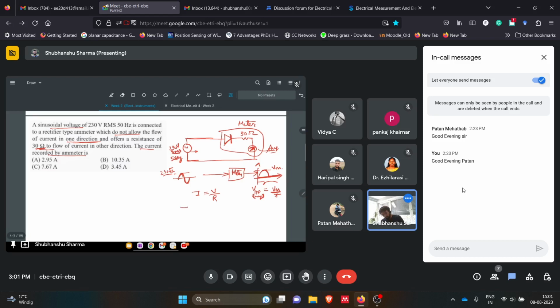Now we will have I average. According to this equation, I average is V average divided by the total resistance of this whole circuit, which is 30. So I average will be Vm by 30 pi. Vm is 230 root 2, divided by 30 pi. So this will be 3.45 amperes.